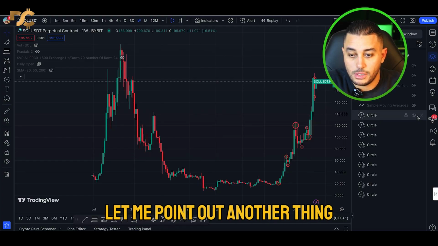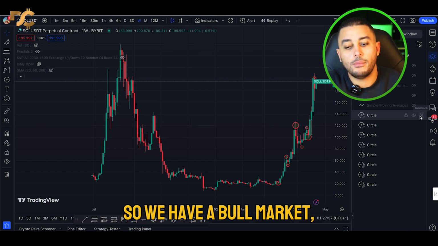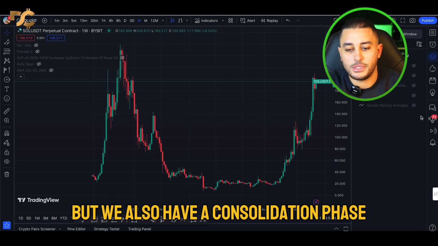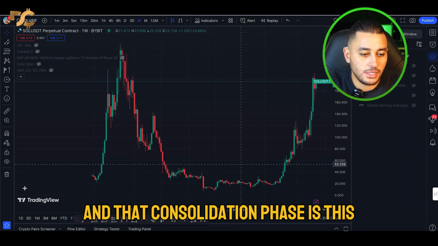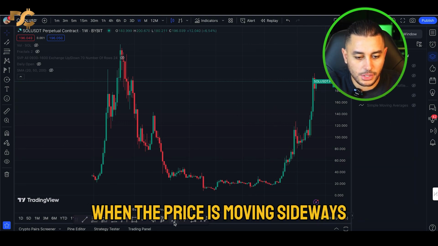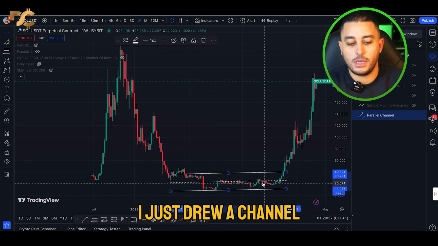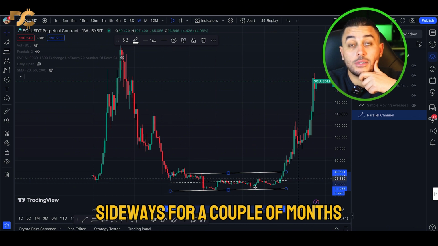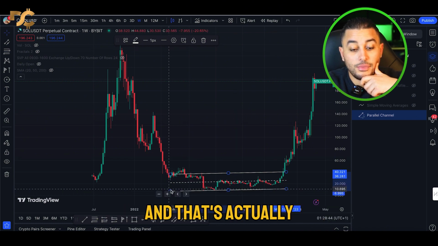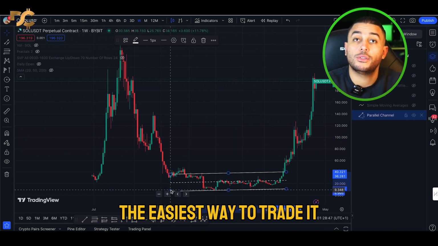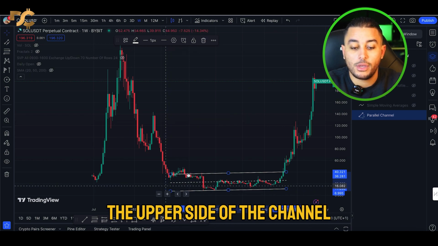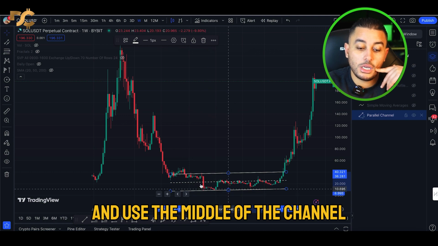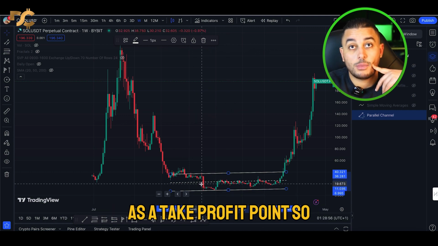Let me point out another thing. So we have a bull market, a bear market, but we also have a consolidation phase. And that consolidation phase is when the price is moving sideways. I just drew a channel, but the price went from left to right sideways for a couple of months, and that's actually the easiest way to trade it, because you trade it from the upper side of the channel to the downside of the channel, and use the middle of the channel as a take profit point.